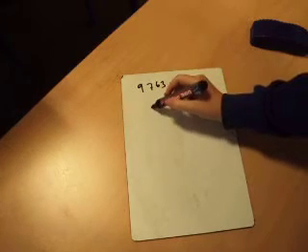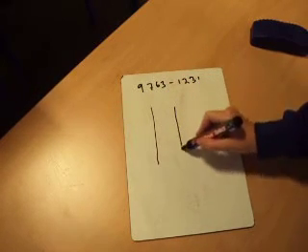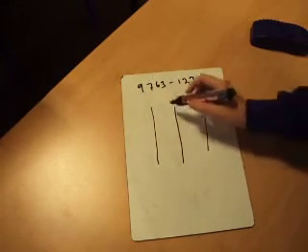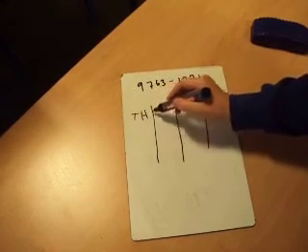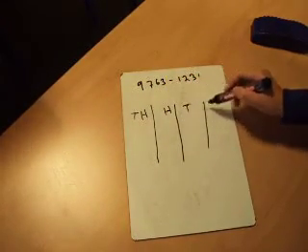First, you draw your place value columns. For this sum, you will need the thousands, the hundreds, the tens, and the ones.